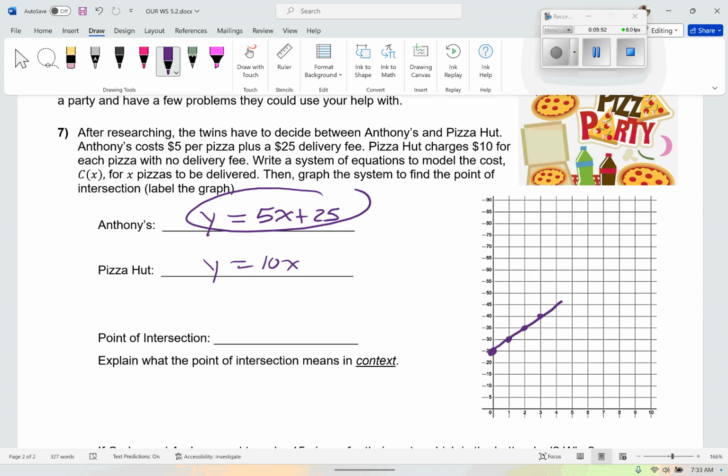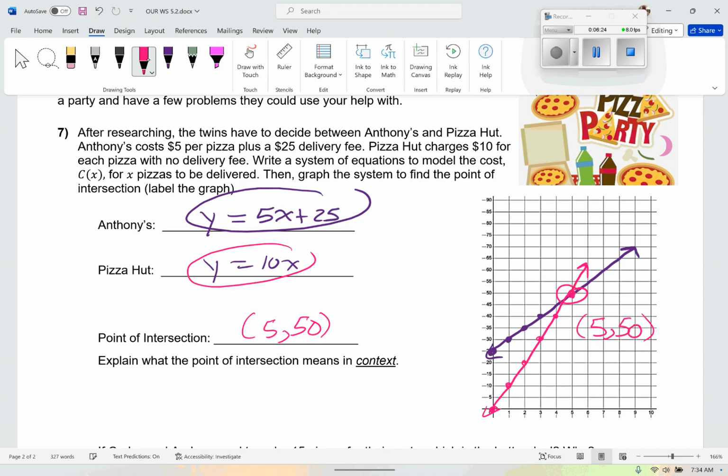So this is our Pizza Hut situation. Let's do this one in pink. This is a y-intercept of 0. And I'm going to go up 10, right 1, up 10, right 1, repeating that. So now I can see where they cross. Cross right there, don't they? Which is at 5, 50. So that's the point of intersection, (5, 50).